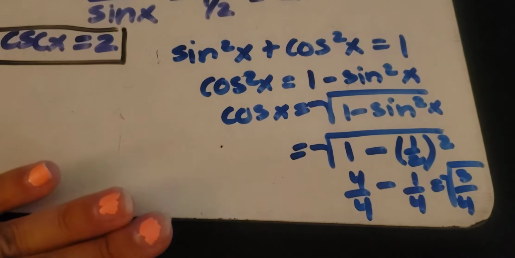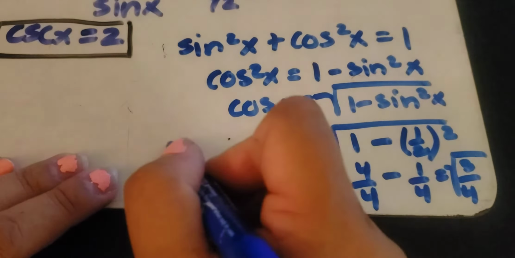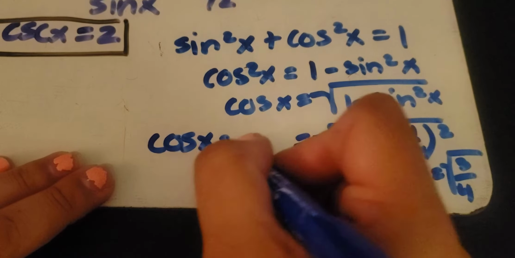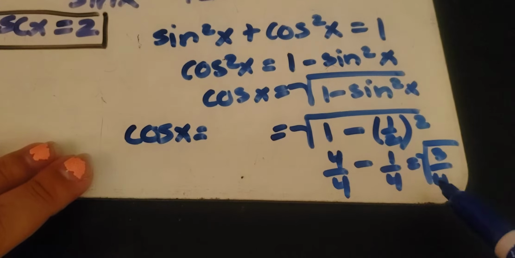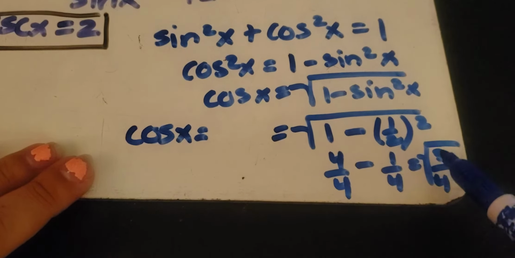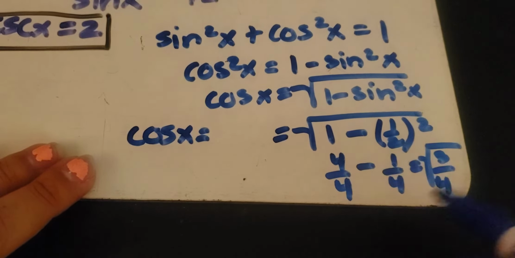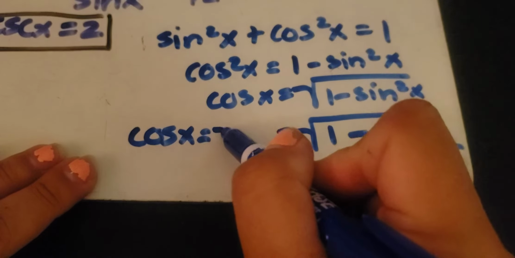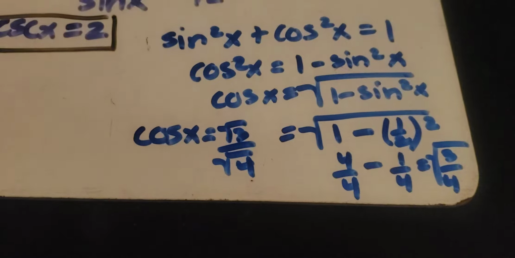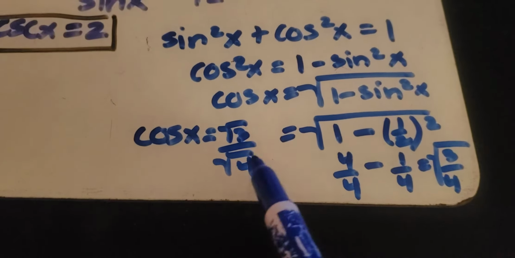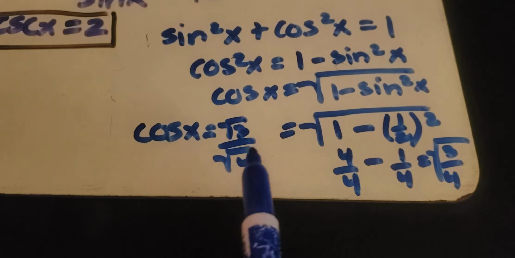I ran out of room there, so I'm just going to bring it over here, guys. So cosine of x is the same as the square root of 3/4. And notice 3/4 is all under the radical. So the square root of a fraction is the same as breaking it apart: square root of 3 over square root of 4. So this is just algebra, okay? And the square root of 4 is 2.